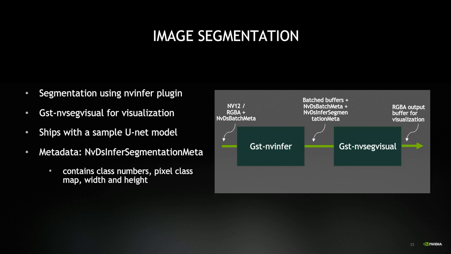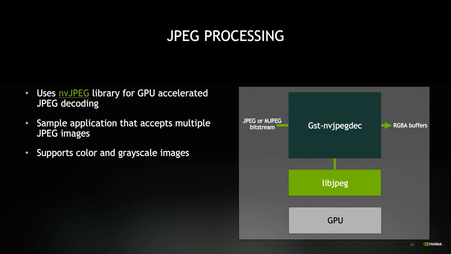Processing and understanding high-resolution images is vital for industrial inspection. This requires a lot of computing resources if done on the CPU. In DeepStream 4.0, we're bringing the GPU-accelerated JPEG decoding capability in one of our plugins. It uses NVIDIA's NVJPEG library for decoding. It can accept JPEG or motion JPEG format and output RGBA buffers.